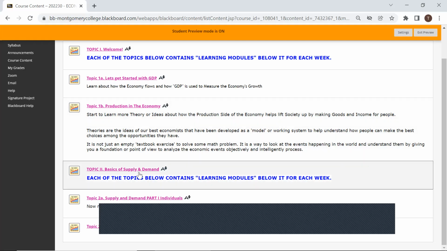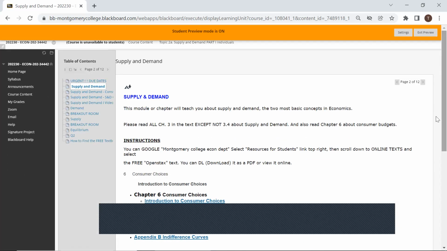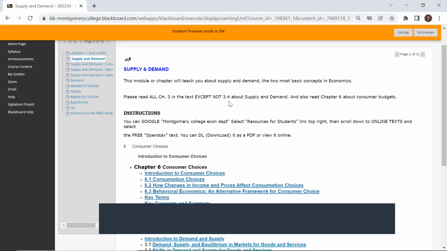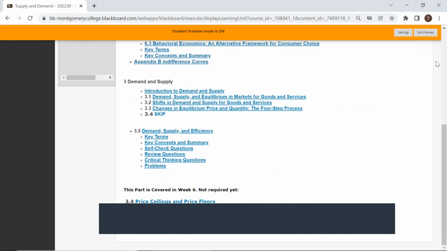This page is just a header, starting with topic 2A, supply and demand of individuals. Here we see that we're going to do chapter 3 and 6, but we're going to start with chapter 6, consumer choices, and how consumers make their budgets. Then we'll continue on to supply and demand graphs.